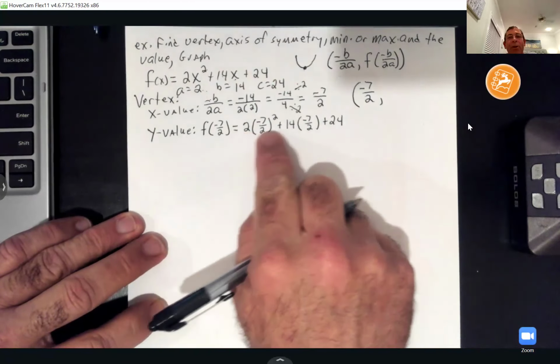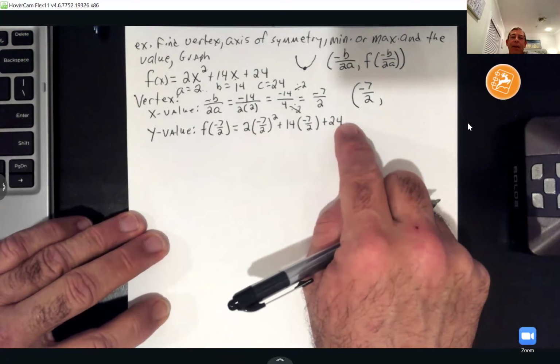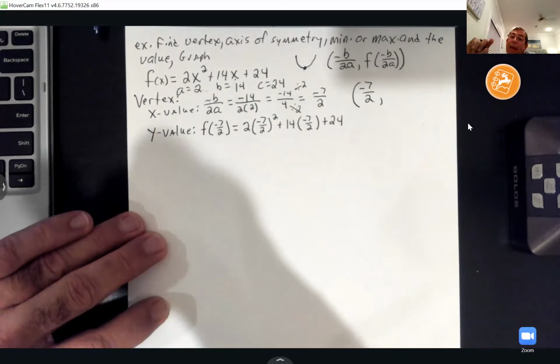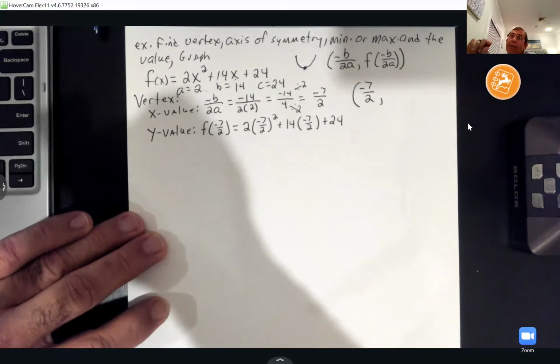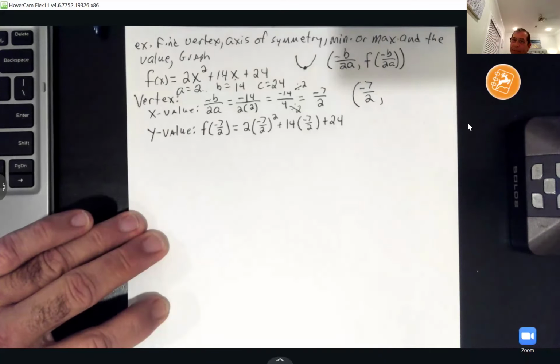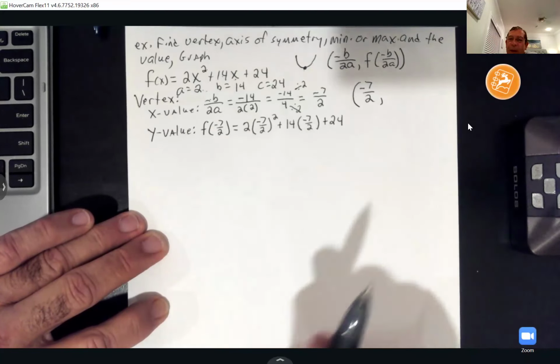Now, y'all, here's the thing. At that point, you could plug that right into your calculator. And it'll spit out. If it gives you a decimal, you got to turn that back into a fraction by hitting math and enter. But hey, I'm going to do this by hand. Give y'all some practice with exponents.